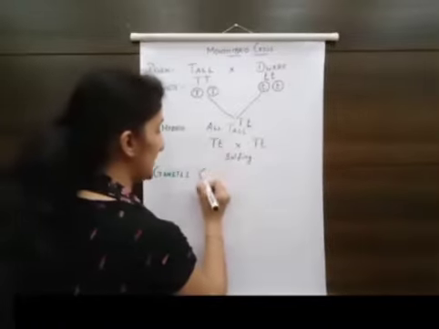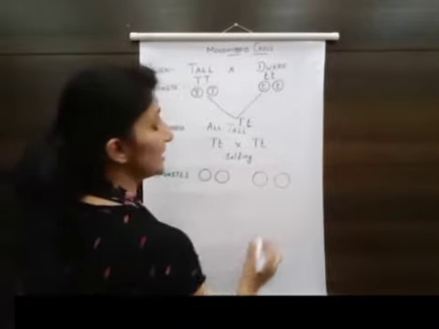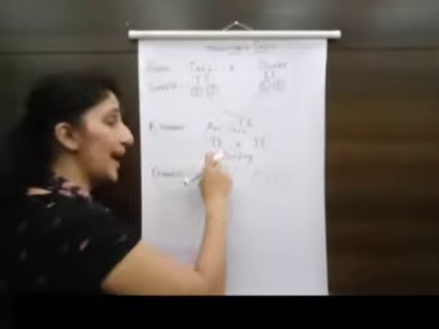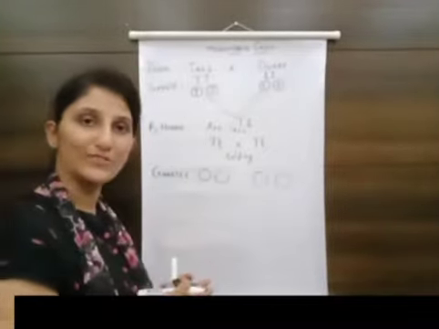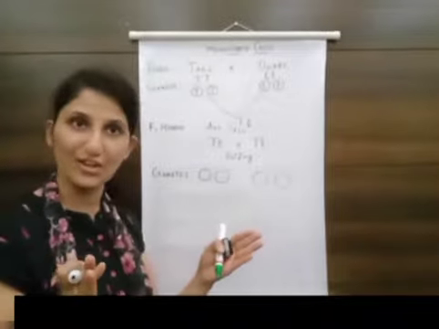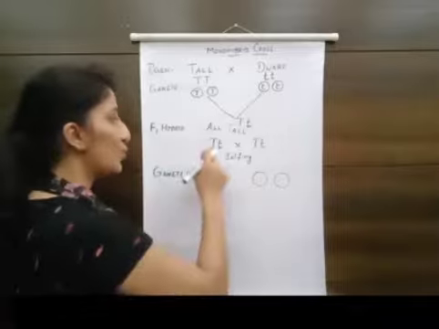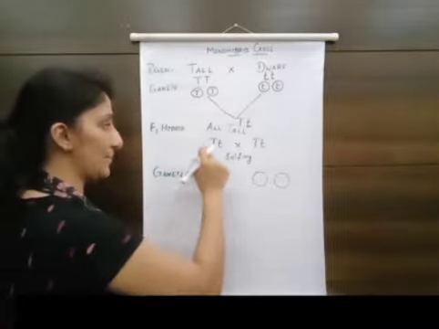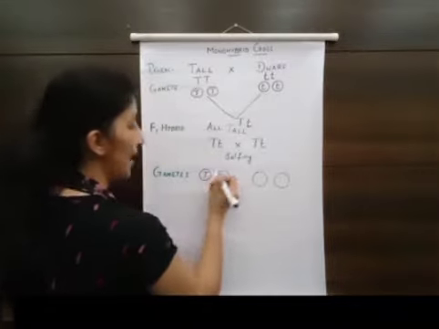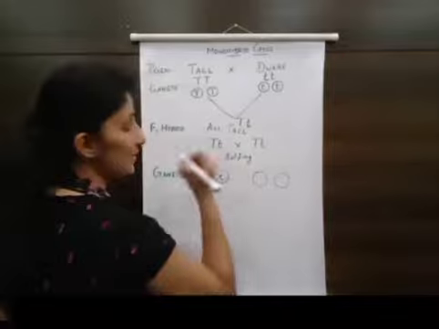Gametes are represented inside a circle. And we know this is a heterozygous individual having capital T and small t. Following the law of segregation, they separate from each other so that each factor enters into each gamete. So which is the factor which is going to enter into this gamete? It can be capital T. And in this gamete, small t enters.